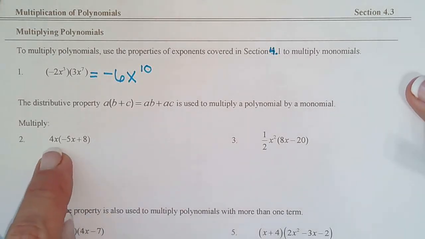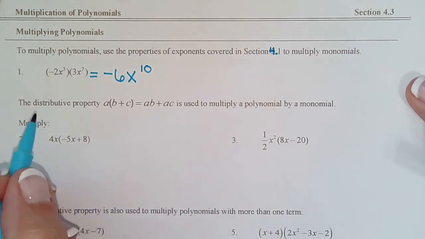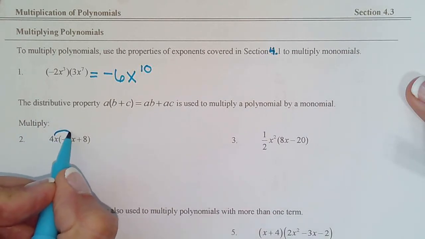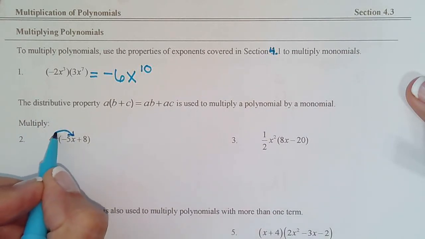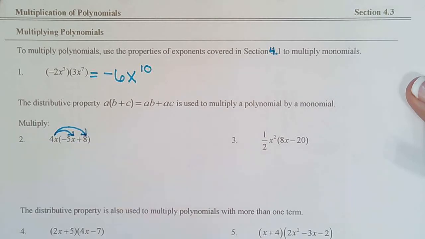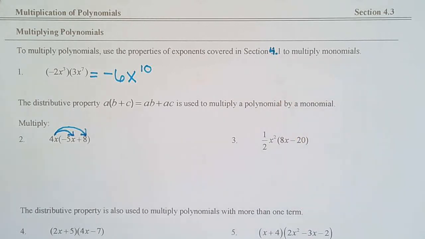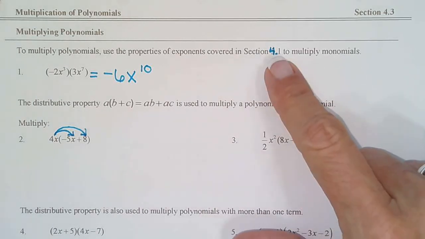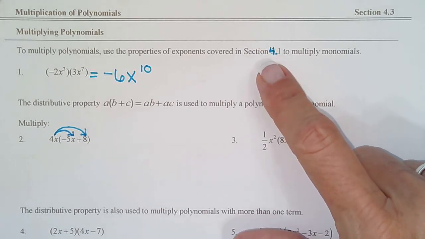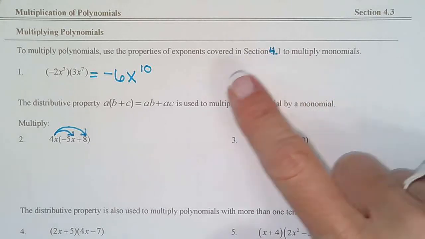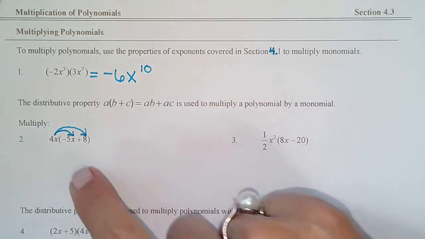So first we're going to learn how to multiply a monomial by a polynomial. So I think you're all familiar with the format. You distribute, but now we have to be following the exponent rules that you learned in section 4.1. So yes, you know how to multiply, but now you have to multiply and follow the properties of exponents.